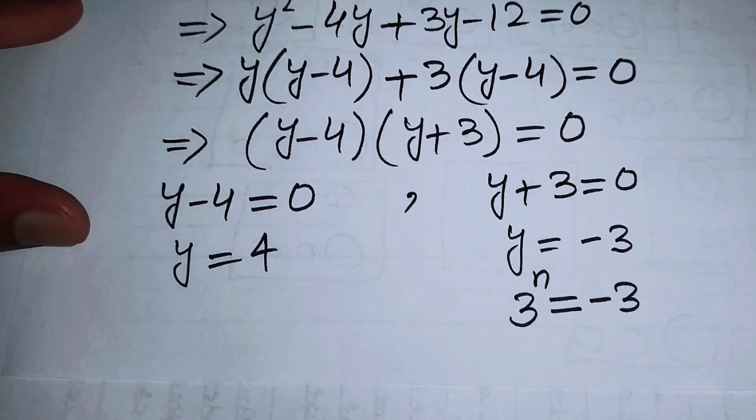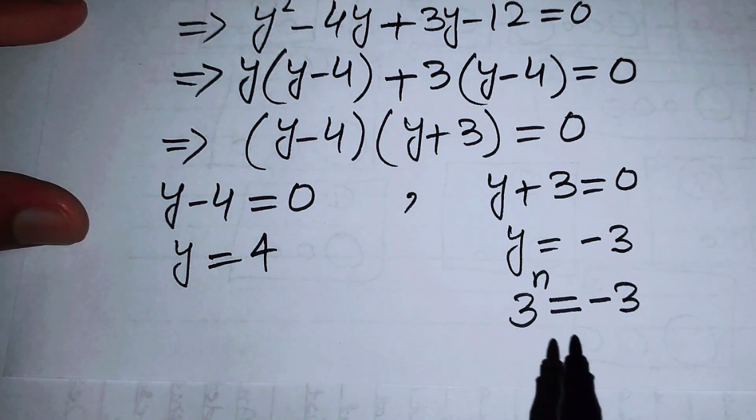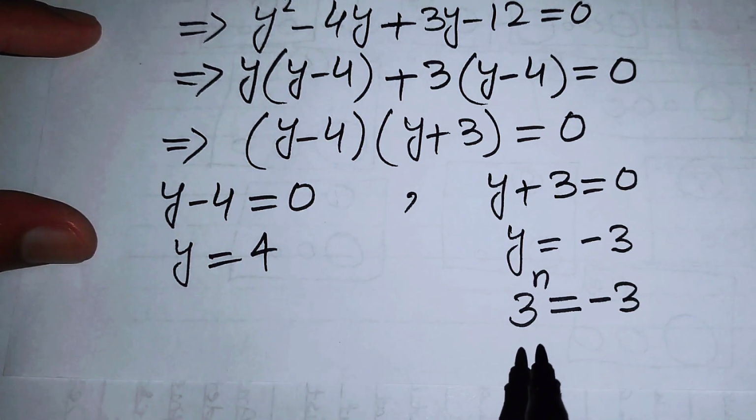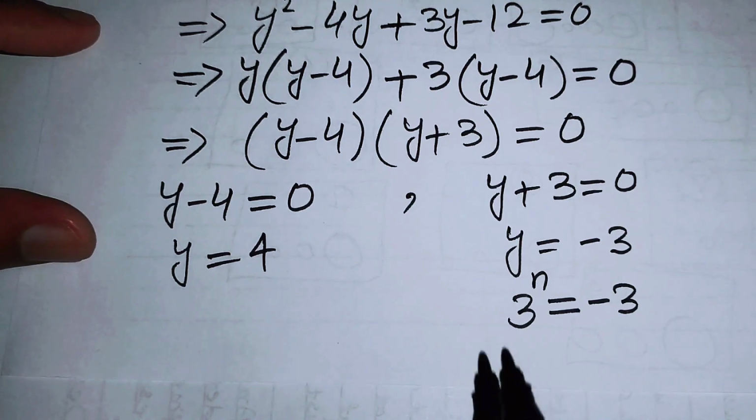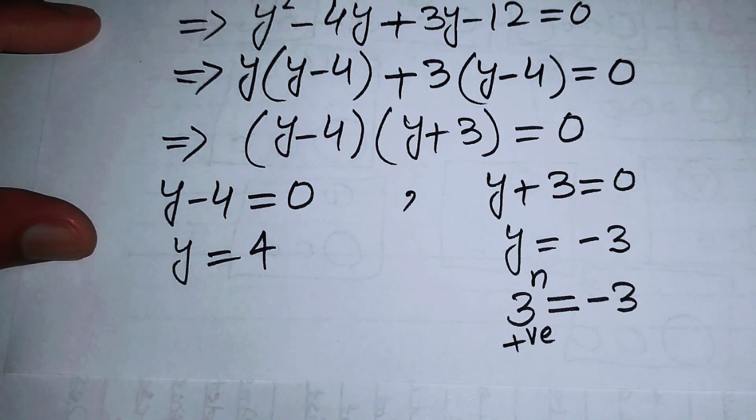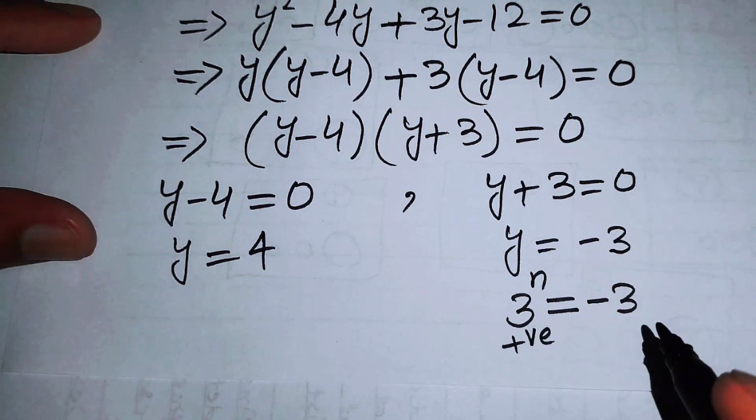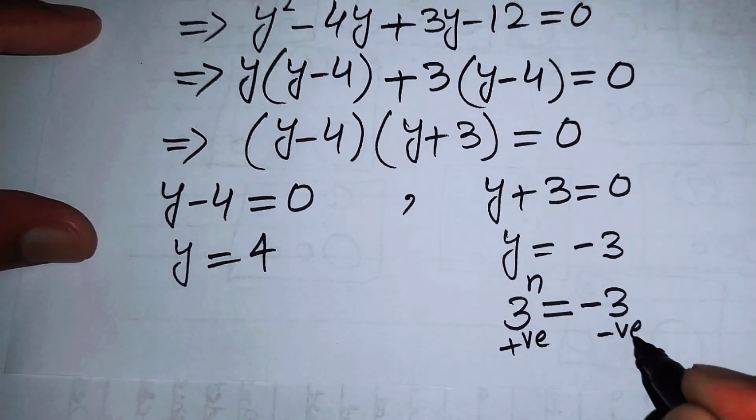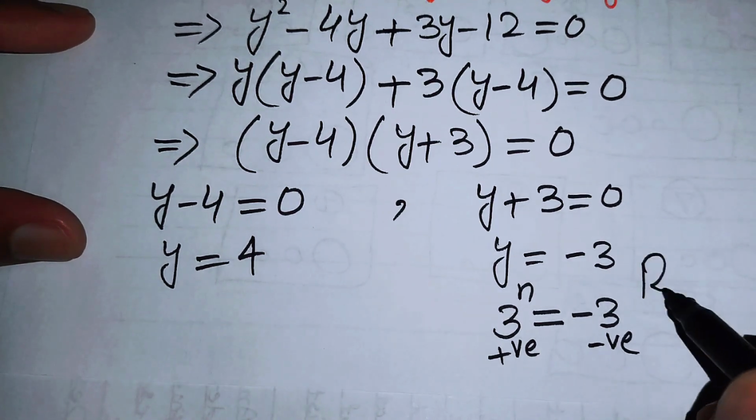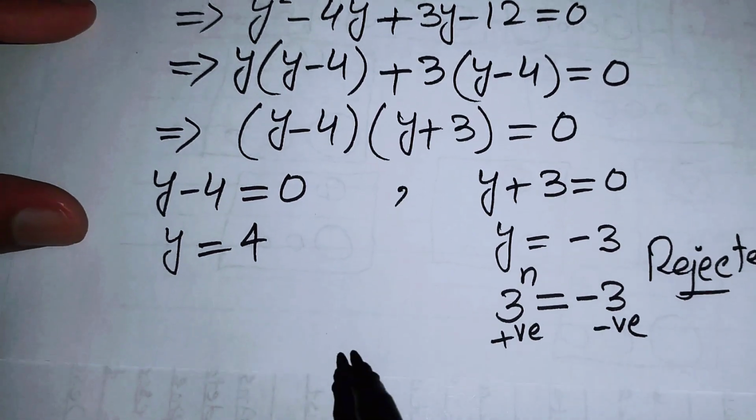And here you see that on the left hand side we have an exponential function which is 3 to the power of n, and on the right hand side we have minus 3. And you already know about exponential functions, they always give us a positive value. So you know that an exponential function cannot give us a negative value, so it is not possible for an exponential function to be equal to a negative value. So this case is not possible and we will reject it, and we can just proceed with the other case only.